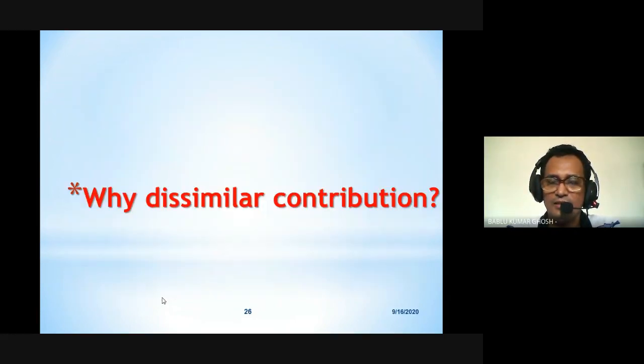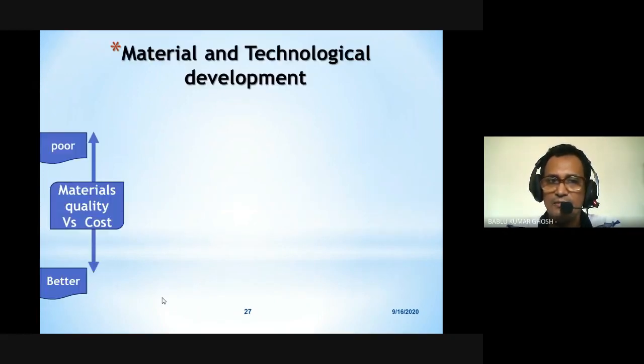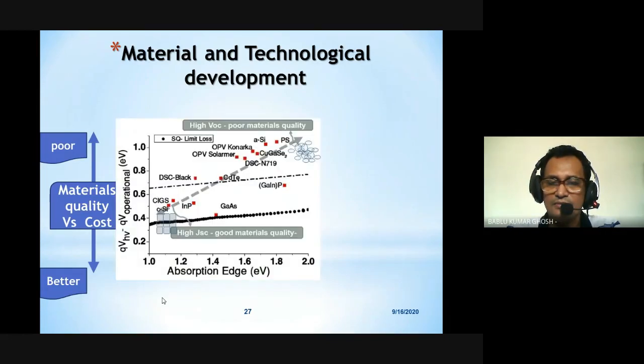Then why do different materials make dissimilar contributions? You can see here that the material quality and band gap are not the only key consideration. You can see silicon, indium phosphide, gallium arsenide, cadmium telluride, all written in this area with the energy available, and the operational energy gap is minimum. That means it can be utilized significantly for power generation.